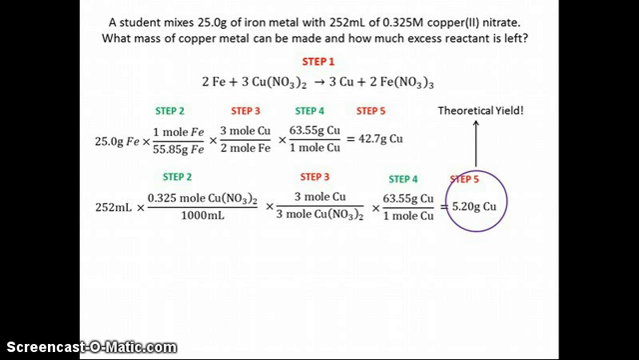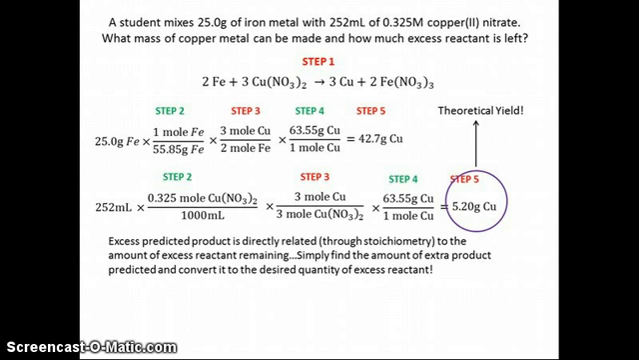Now, the rest of this question wants to know how much excess reactant is left over. Well, the excess amount of copper that we predicted we could make is directly related by stoichiometry to the amount of excess we have left. So that extra 30-something grams of copper that the iron said it could make is related to how much extra iron there is. That's what we mean. So really all we have to do is find the amount of extra product that we predicted above the 5.2 grams that will actually be made, and then convert that directly to the desired quantity of excess reactant. In this case, we want to know mass of iron. So we want to take that amount of copper and change it using stoichiometry to the mass of iron.